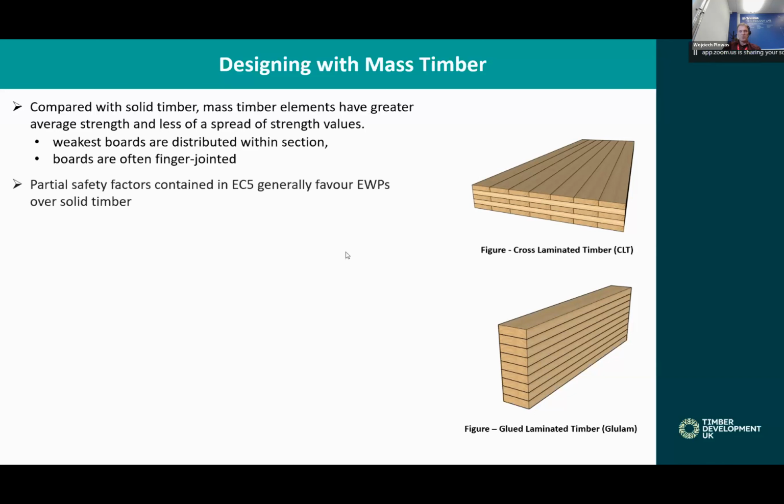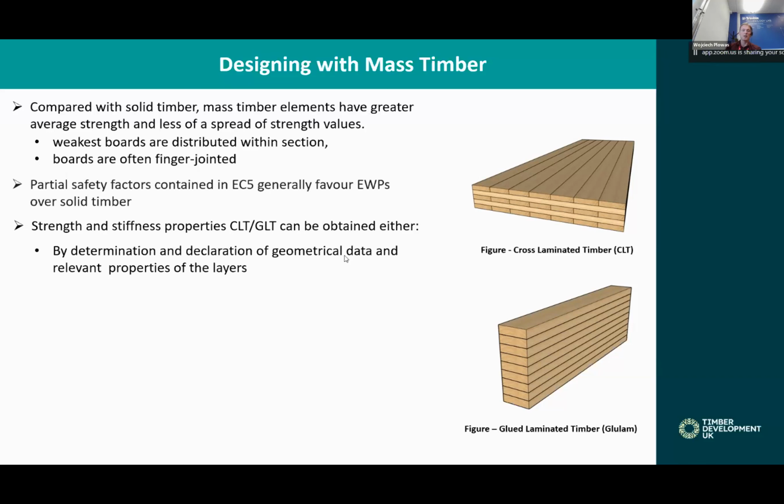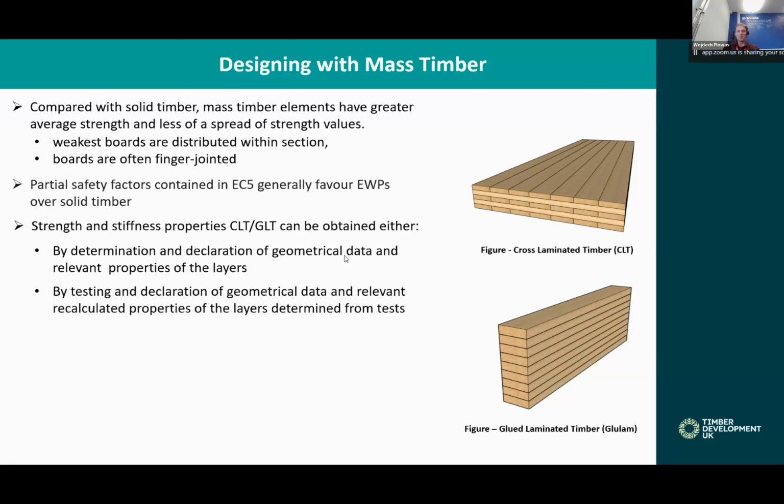Partial safety factors, as you've seen a few minutes ago, generally favor engineered wood products over solid timber because of this predictability. Strength and stiffness properties of CLT or glulam can be obtained either by determination and declaration of properties and geometrical data of the layers or the boards that the product is made out of, or by testing.